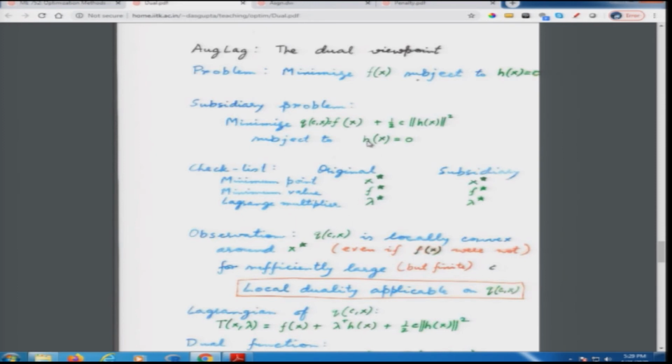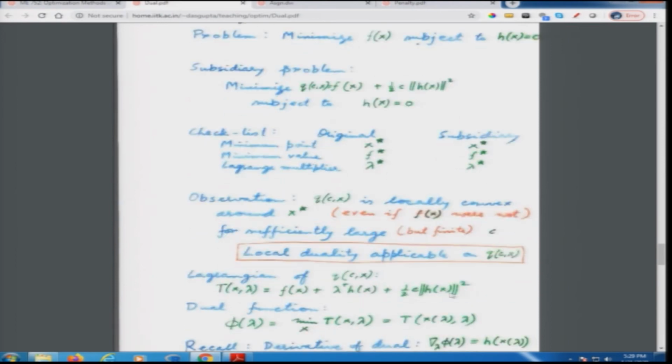And why? Because this need not be convex in the normal directions, normal to the tangent plane. But this component will give you the convexity, as long as C is sufficiently large to compensate for the worst eigenvalue of this. Now, since it is locally convex, this objective function or its Lagrangian, the local duality theory is applicable, and so you apply it.